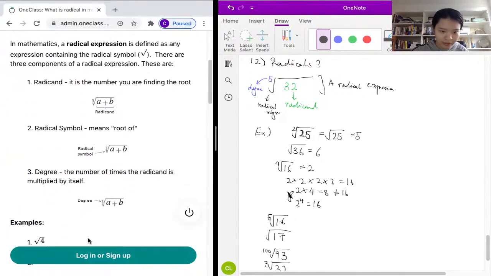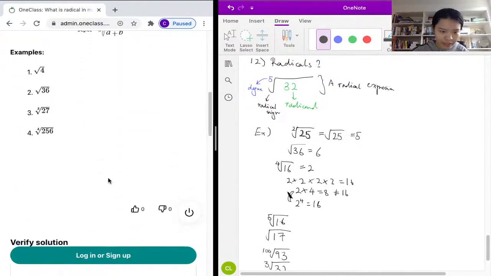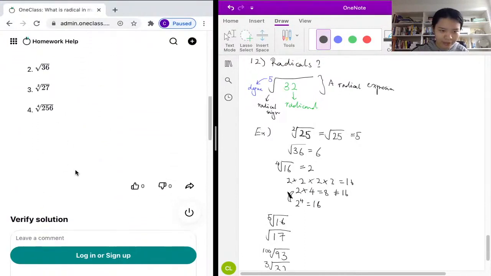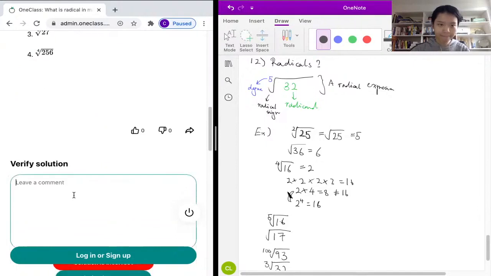Yes, it also explained the terminologies and gave some examples of radicals. Perfect. Great job. The solution is correct.